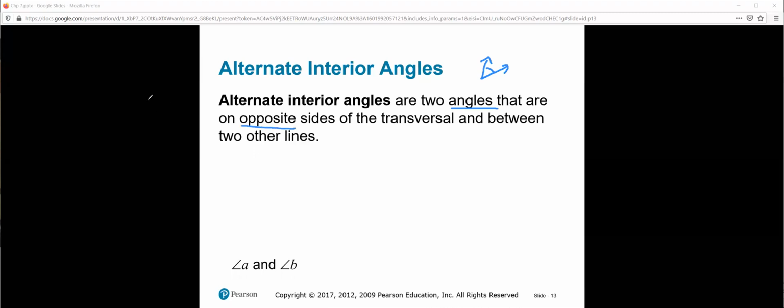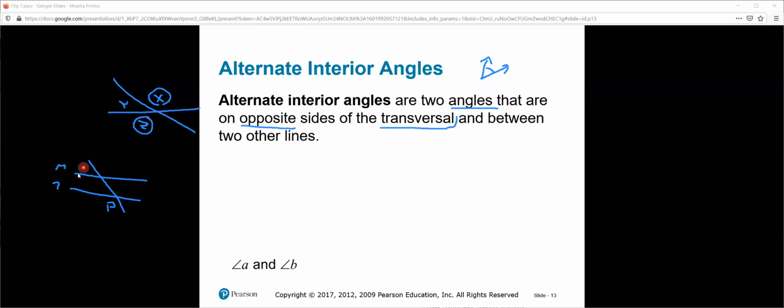What's opposite? Well, if we go back to the example here, X, Y, Z, X and Z are opposites, of the transversal. What does transversal mean? Well, you have two parallel lines, and the transversal is the one that intersected them. So, alternate interior angles are two angles that are on opposite sides of the transversal between two other lines. Here's a transversal between two other lines. The alternate interior angles must be the opposite angles.